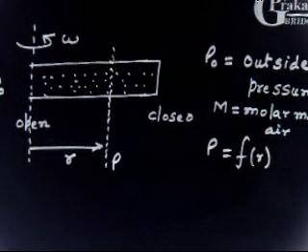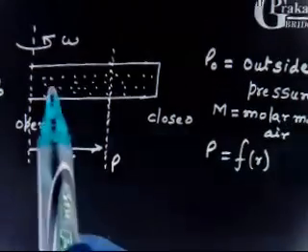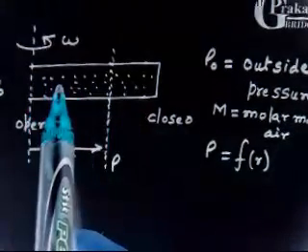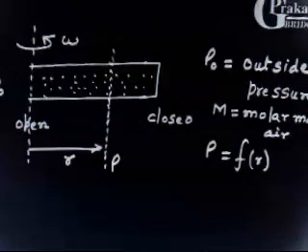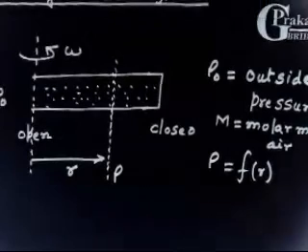The molar mass is assumed to be independent of r. One more thing is given: this is constant, it has nothing to do with r. Here also the molar mass is M. So molar mass is constant, that is capital M. Now how will you proceed with this problem?